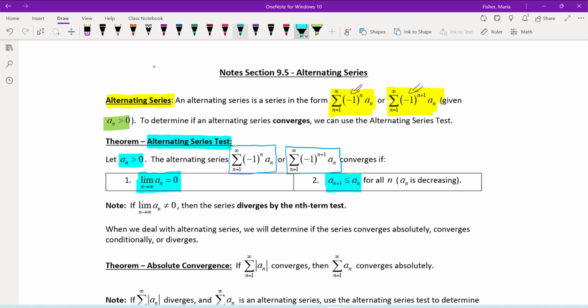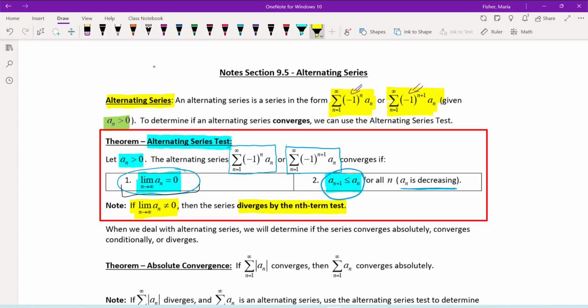And all that means is that a_n is a decreasing sequence. So an alternating series converges if the limit as n goes to infinity of a_n is equal to 0, and a_(n+1) is less than or equal to a_n for all n. Please note that if the limit as n goes to infinity of a_n doesn't equal 0, if number 1 is not true, then your series diverges by the nth term test. So an alternating series alternates between positive and negative terms, and we can use this alternating series test to determine if it converges.